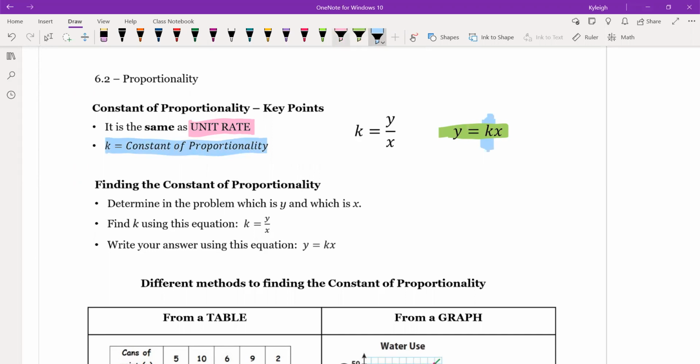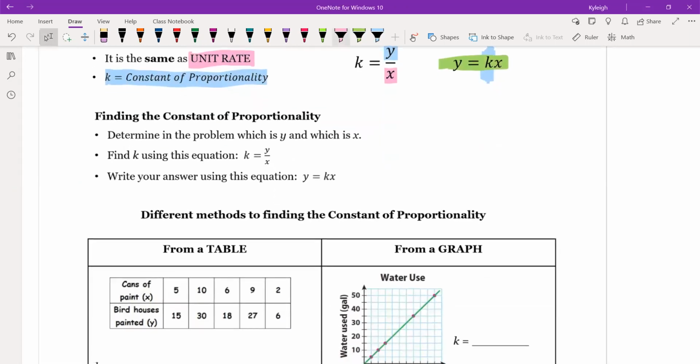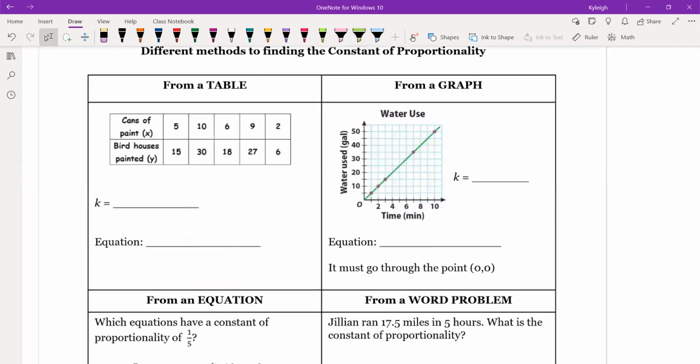And you can find that by doing y divided by x. Okay, so in order to find it, we have to determine in the problem what's y and what's x. We have to find the k using the equation y over x. And then we have to rewrite our answer. So let's do it from a table.